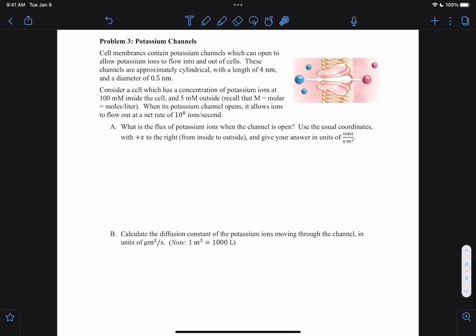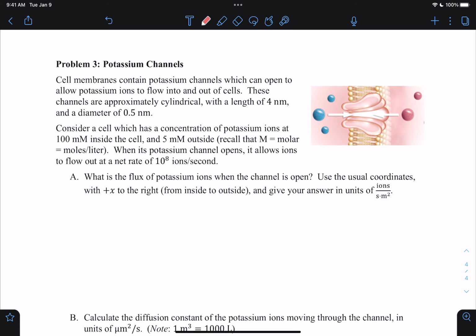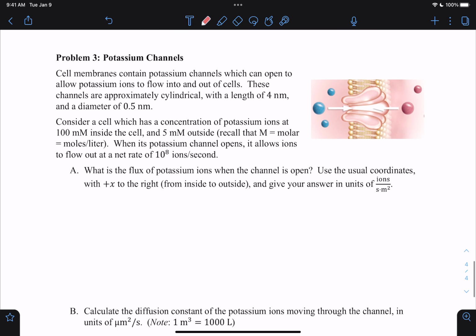Problem 3 is potassium channels. This is where we get into the flux stuff. So it says cell membranes contain potassium channels which can open to allow potassium ions to flow into and out of cells. These channels are approximately cylindrical with a length of 4 nanometers and a diameter of 0.5 nanometers. Consider a cell which has a concentration of potassium ions at 100 millimolars inside the cell and 5 millimolars outside of the cell. When its potassium channel opens, it allows ions to flow out at a net rate of 10 to the 8th ions per second.